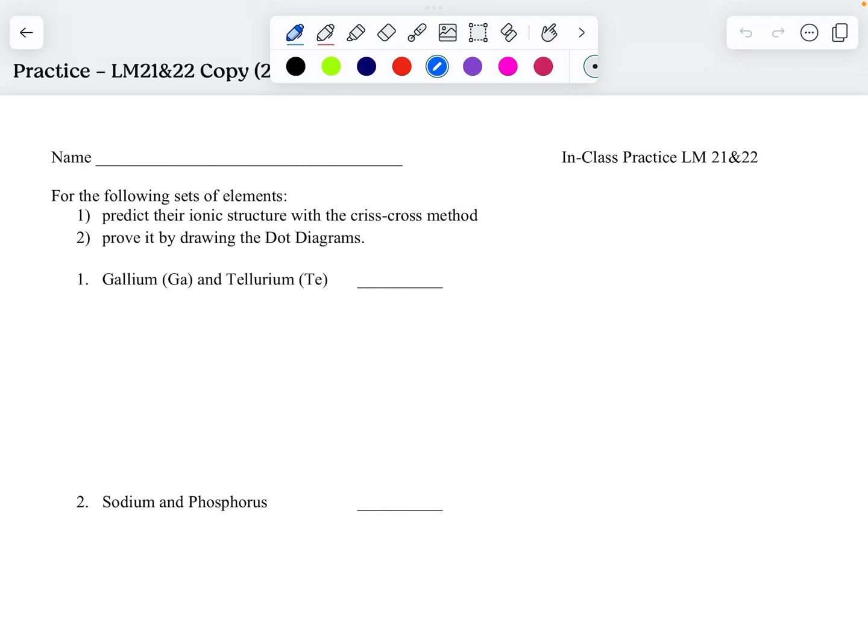Hi there, we are going to do one example together here on page 1. Please note that this entire page involves ionic bonding. So all of the elements are metal, non-metal combinations. And step 1, we are going to predict the ionic structure using the crisscross method. We already know the crisscross method from weeks ago, and this is used to confirm that our answer is correct. And finally, we're going to prove that ionic structure by drawing the dot diagram, also called the Lewis diagram, to again confirm that the ionic structure we predicted is correct.